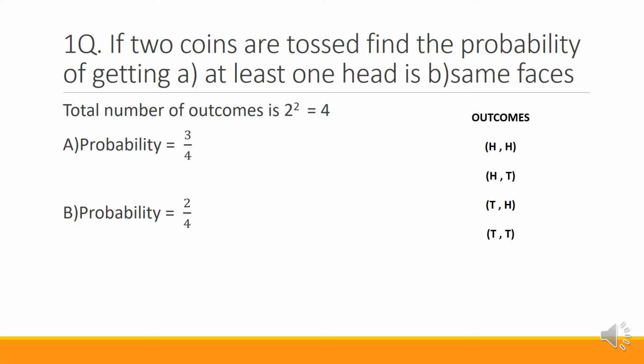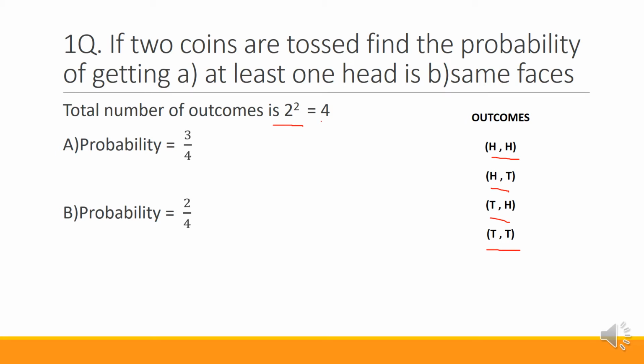Here is the first question. If two coins are tossed, find the probability of getting A. At least one head, B. Same faces. So first of all we have to find the total number of outcomes. So here we are tossing two coins. Then the total number of outcomes will be 2 power 2, that is equal to 4 outcomes, and the outcomes will be heads and heads, heads and tails, tails and heads, and tails and tails.